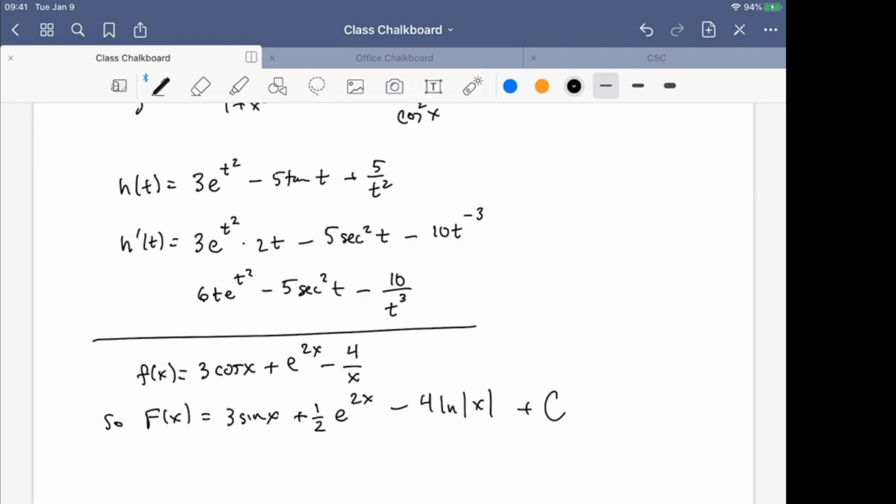Some people are more sticklers about the absolute value than others. I happen to be a purist, so anyway. And then, of course, we've got the plus c.